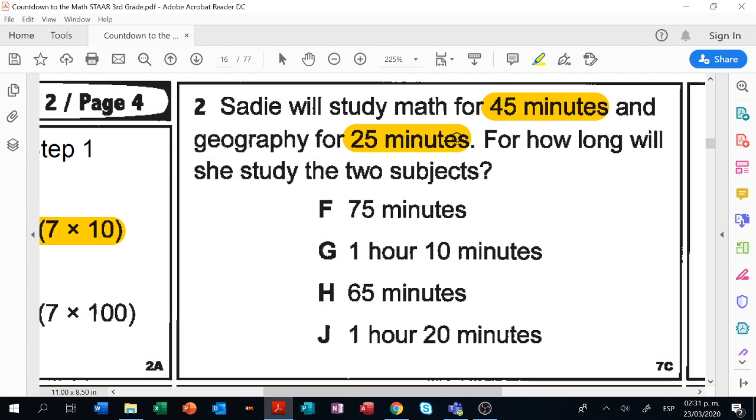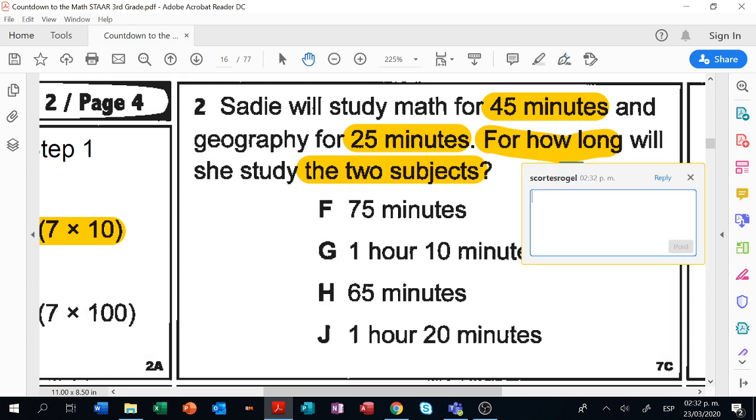And I'm going to read the question one more time to know what I have to do. For how long will she study the two subjects? What do you think we have to do right here? I'm going to put a post right here. Okay, so we have two numbers. We have 45 minutes and we also have 25 minutes right here.